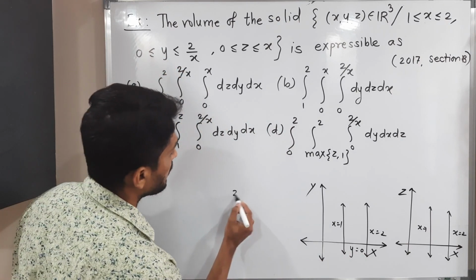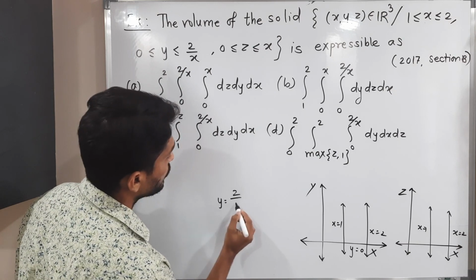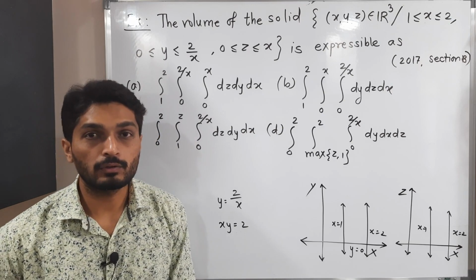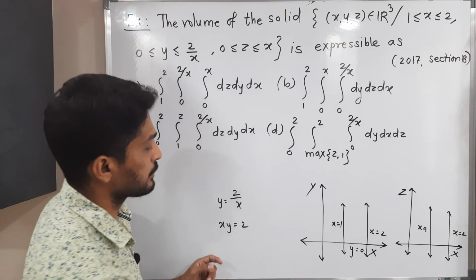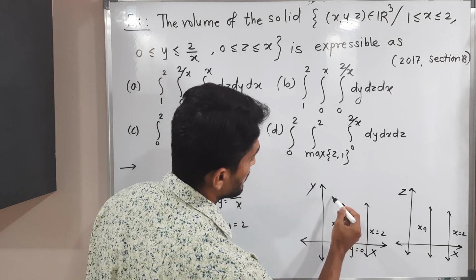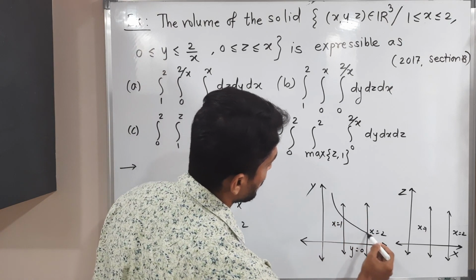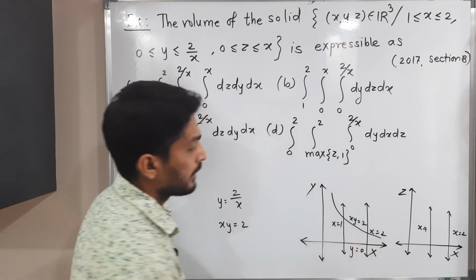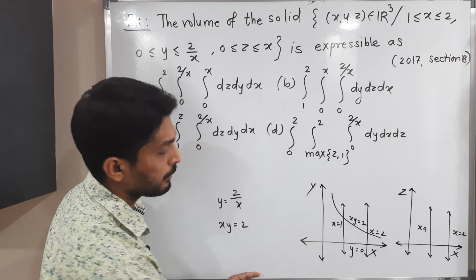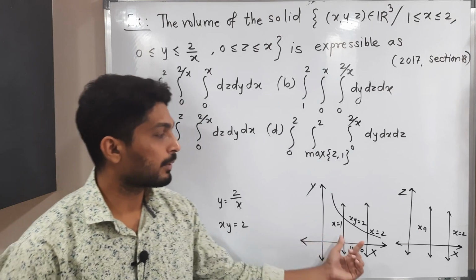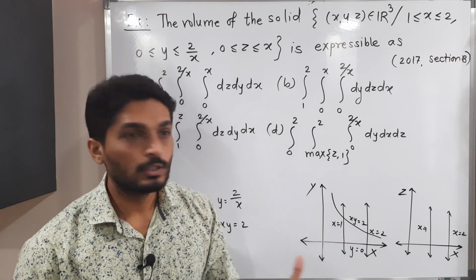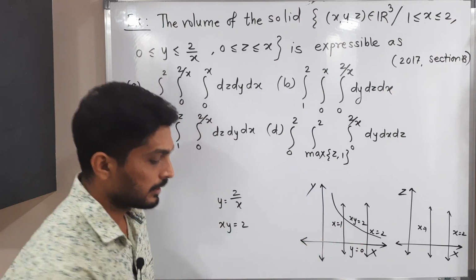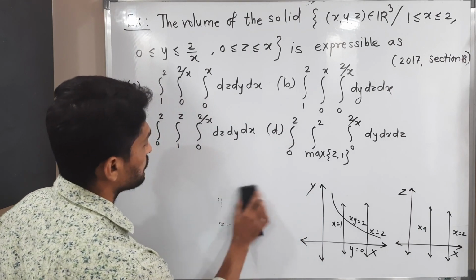I will draw it right here, y is equal to 2 by x. That means xy is equal to 2. This is the equation of a rectangular hyperbola. It will be like this; I will draw its rough sketch here. Actually, we have the same type of rectangular hyperbola on this side also. But see, the region is bounded by x is equal to 1 and x is equal to 2, so that's why we should consider the region in the first quadrant only. So let us go further.